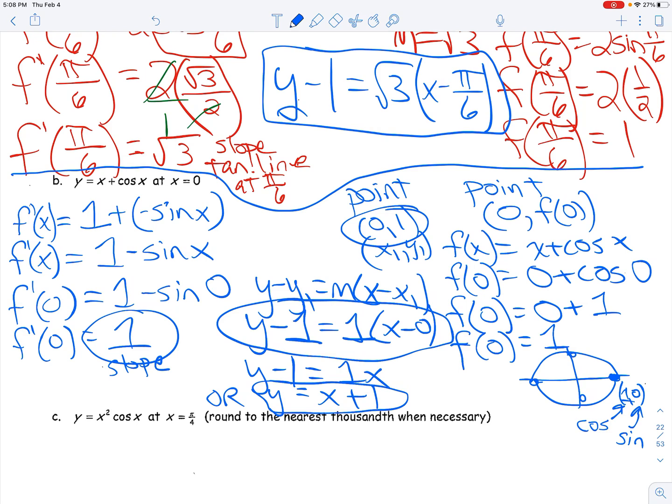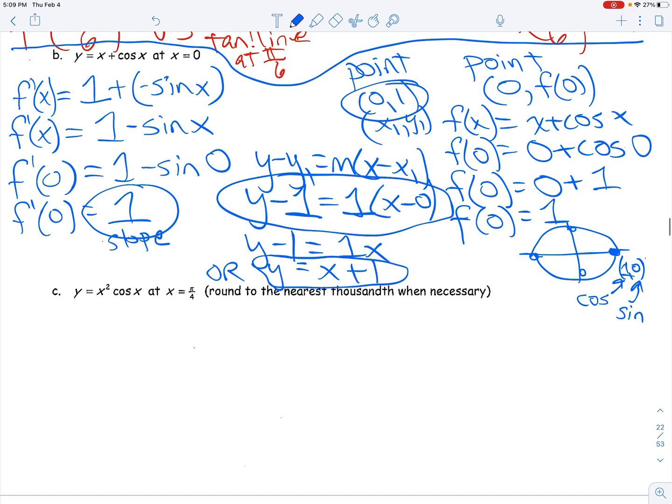x minus 0 is x times 1. This one's not that hard to get into mx plus b form. So the equation of the tangent line here would be y equals x plus 1, if you wanted to simplify it. Alrighty.